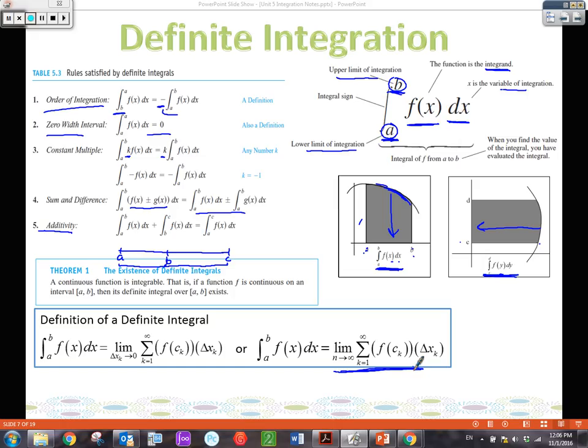Let's think about that for a second. We did talk about the fact that the more rectangles we use, the more accurate our estimate is, right? If it was possible to use an infinite number of rectangles, we would have a perfect value for the area. And that is exactly what's happening here: we're doing the limit as n goes to infinity of the scary Riemann sums.